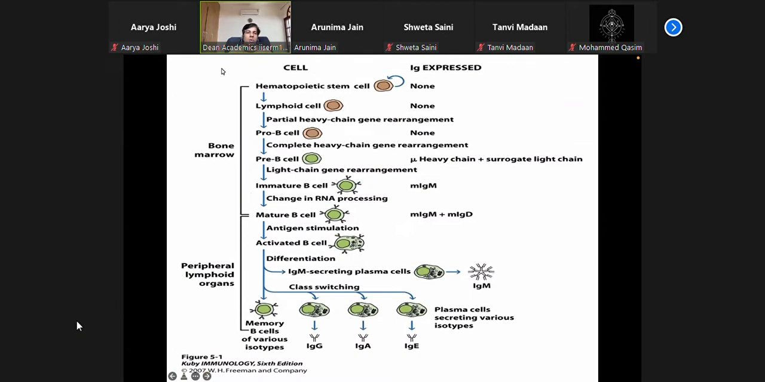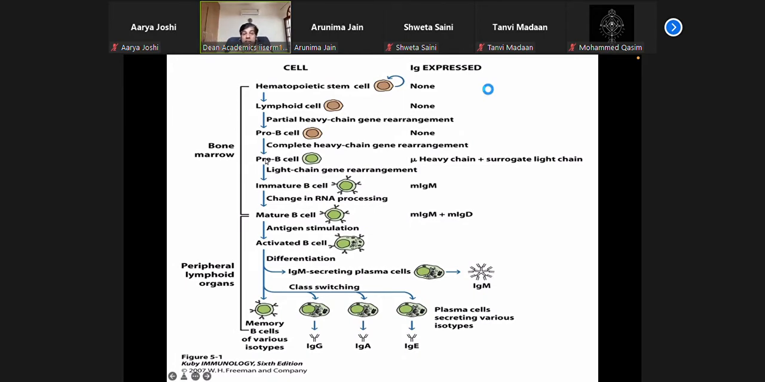Again, if you summarize these processes in a simplistic form, you start from hematopoietic stem cells, you generate lymphoid cells. Now these lymphoid cells, we are talking about B cells here. They have to start this process of heavy chain gene rearrangement first. Once the heavy chain gene is rearranged, you start calling them pro B cells. Then in these pro B cells, you start rearranging, where you have the partial rearrangement. So this is pro B cells. When you have a complete rearrangement, this is called pre B cells. Pre B cells is the stage where your heavy chain is taken care of, and now you have to start rearranging the light chain.